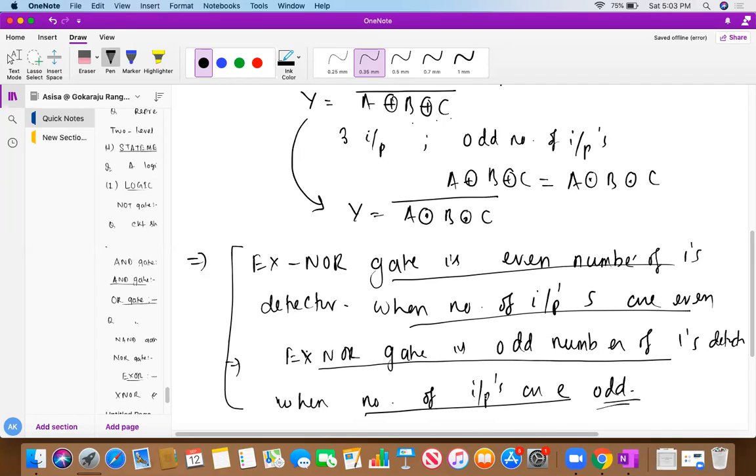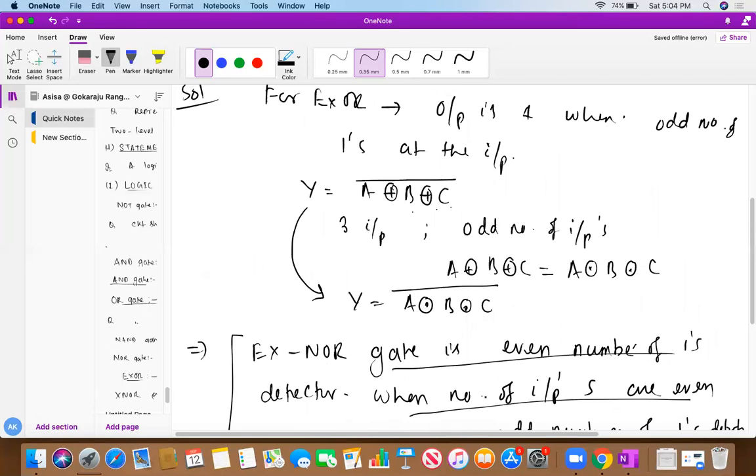So that's why the XNOR gate has the functionality of both. It can detect an even number of ones and an odd number of ones depending upon the number of inputs it has. If the number of inputs is even, then the XNOR gate is an even number of ones detector. If the number of inputs is odd, then the XNOR gate is an odd number of ones detector. We have already proved this here.